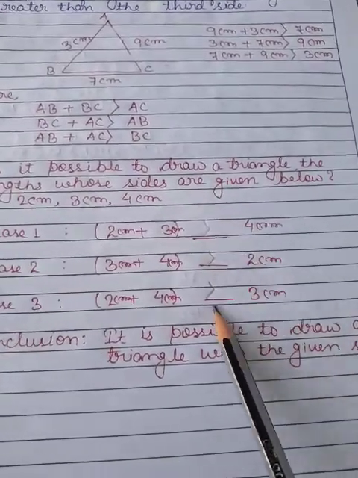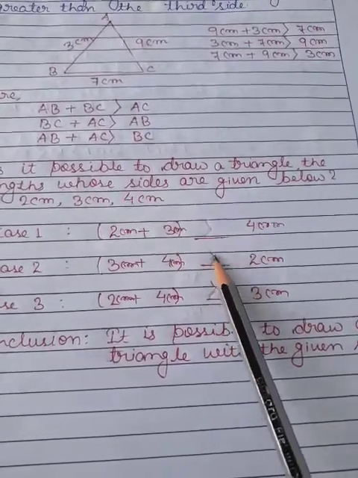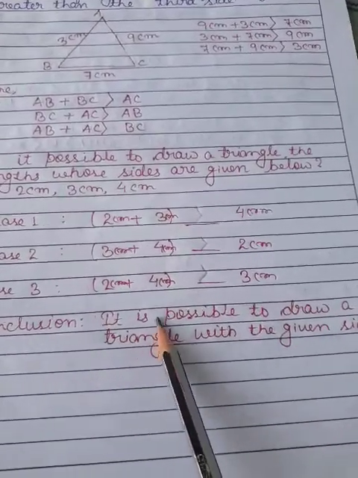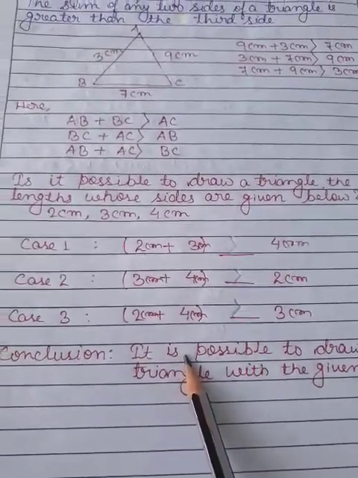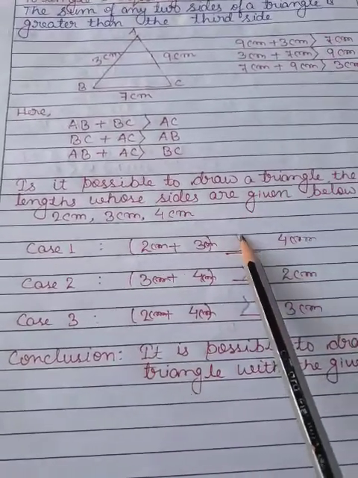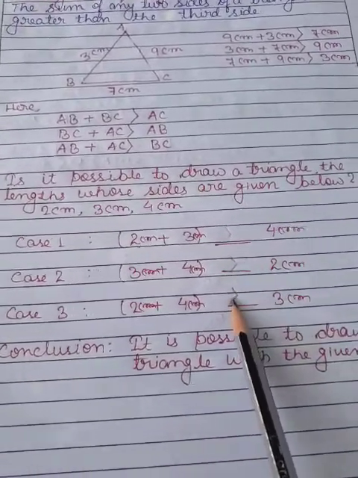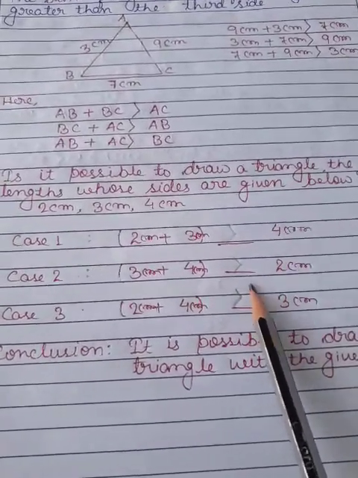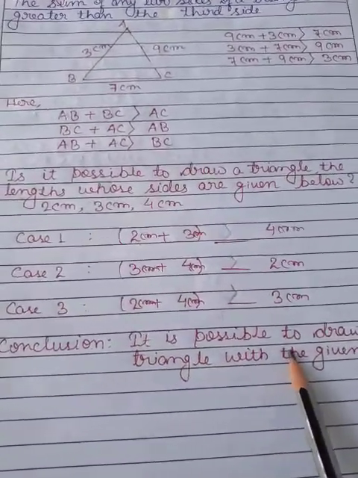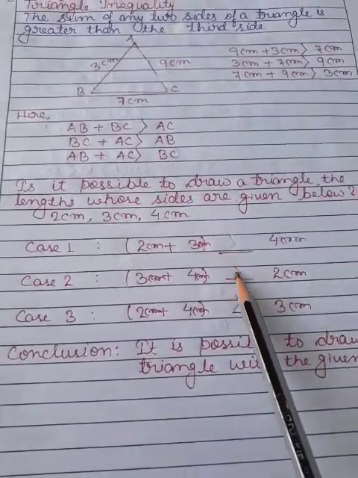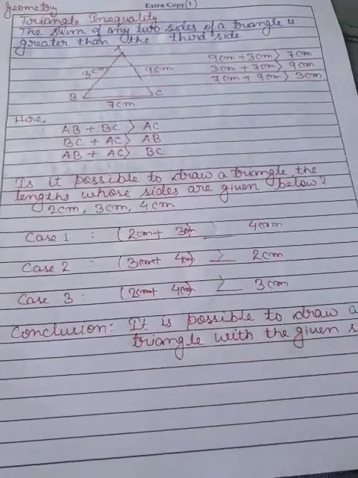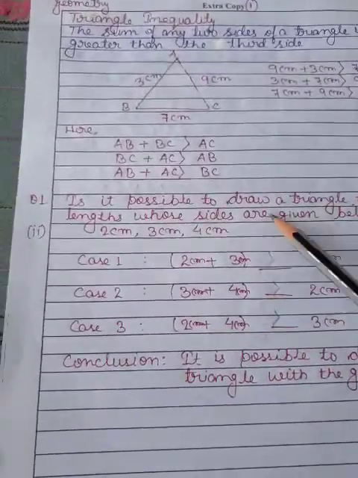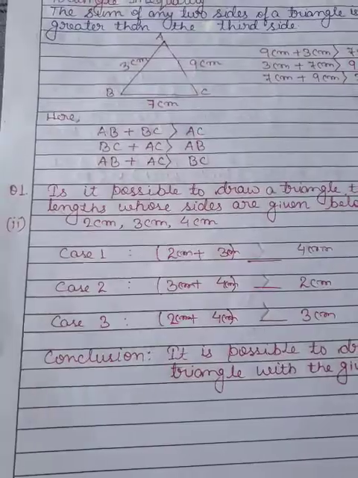Okay, all should come greater. If any of them comes smaller or equal, then it is not possible. You have to add here "not". Okay, so once again remember, in all the three cases it should come greater than. If in any of the cases it comes less than or equal to, then it is not possible. And otherwise, if in all the cases it comes greater than, it is possible to draw a triangle with the given sides. So this is all about number 1.